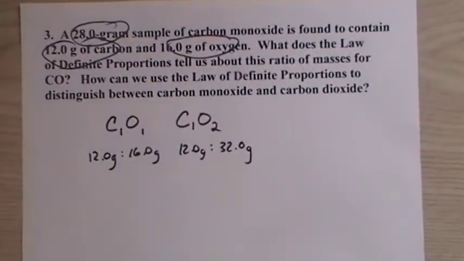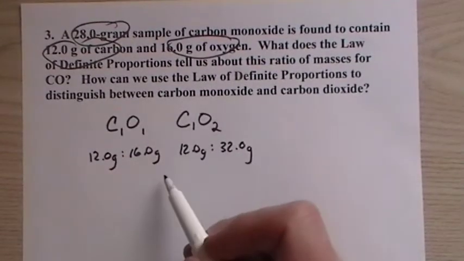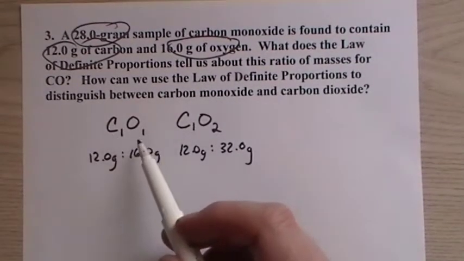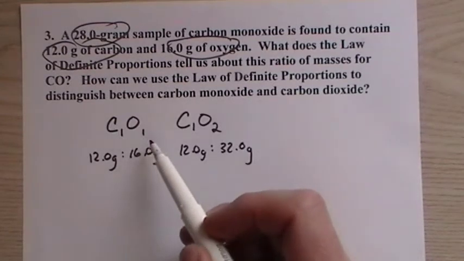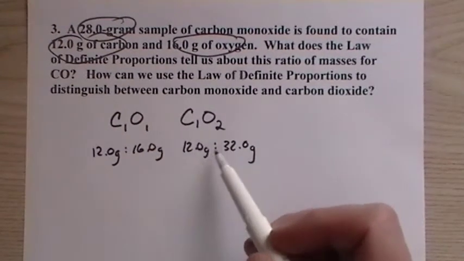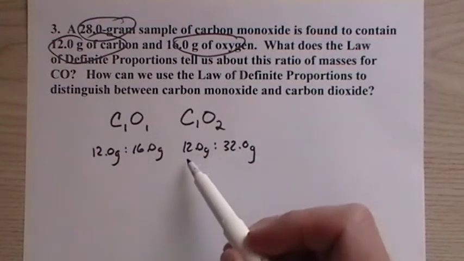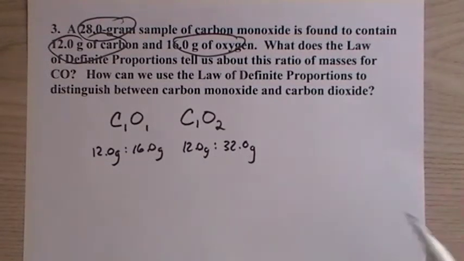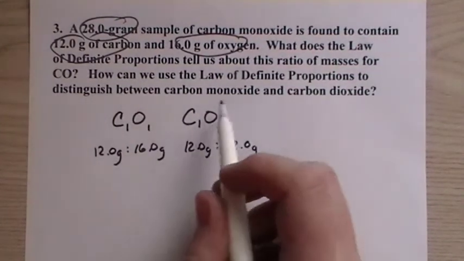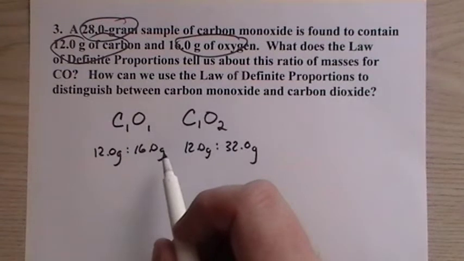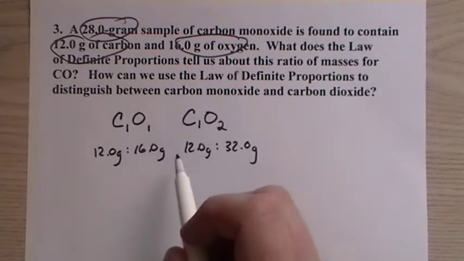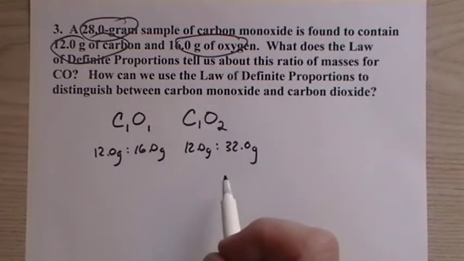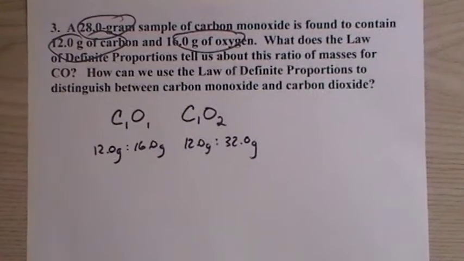So if you took a sample of CO and found that it was 12 to 16 grams by ratio, then that has to be carbon monoxide. If you took a sample of carbon dioxide, and it would be 44 grams of it, and it came up to be 12 grams of carbon, 32 grams of oxygen, has to be carbon dioxide. So the law of definite proportions tells us that if we have a compound, it will always have the same ratio of masses for the elements present, and if that ratio differs, then they must be different compounds.